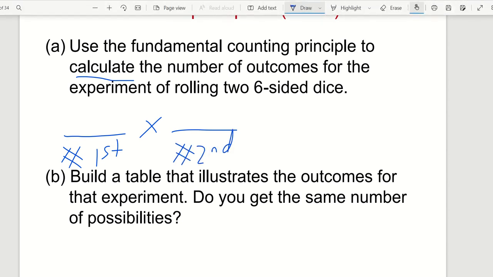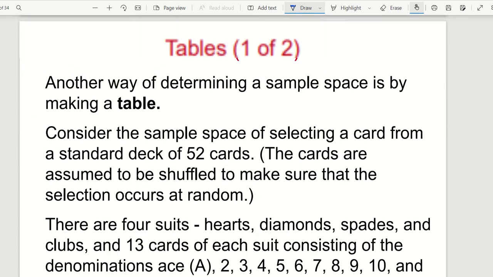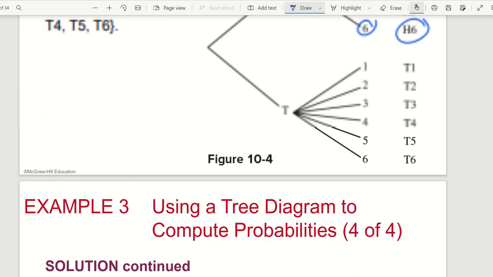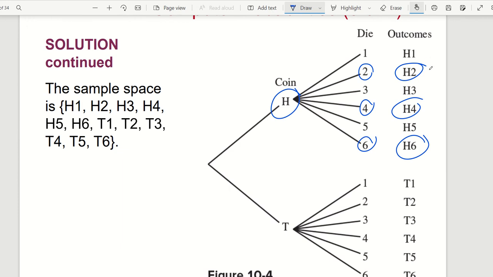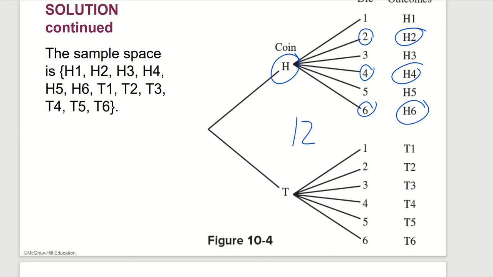We could have seen this earlier. If I go back a moment to our coin and die example, we listed them all, and we said that there were 12 possibilities when you flip a coin and roll a die. We also could have used the fundamental counting principle to figure out the size of the sample space as follows.